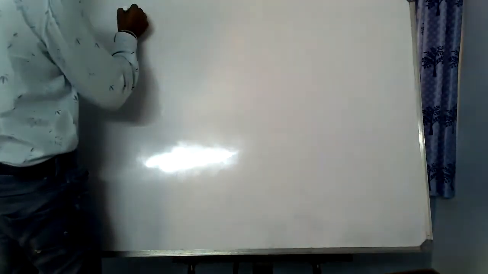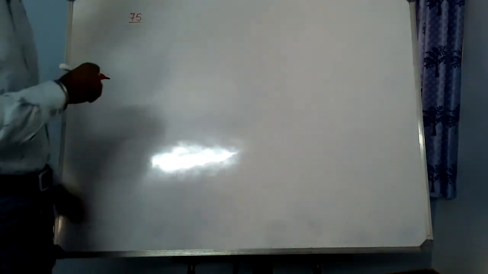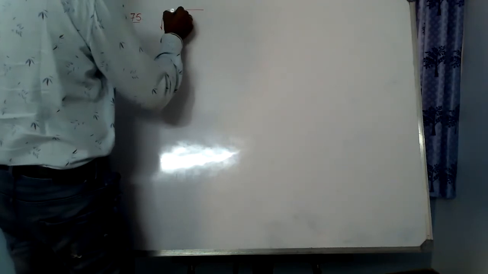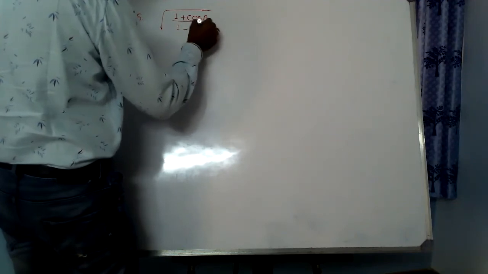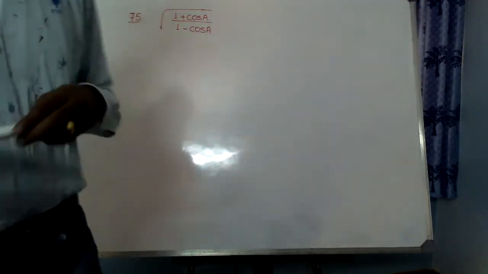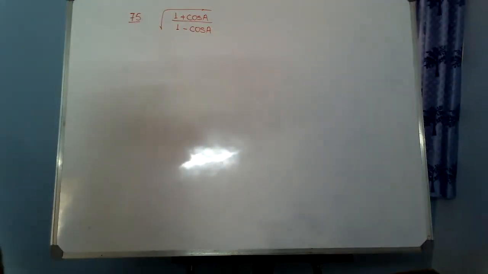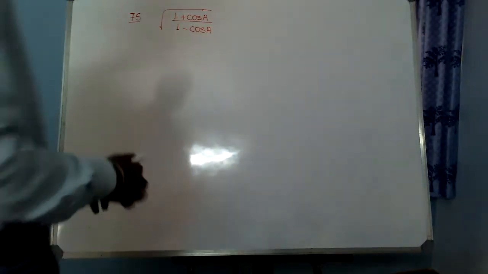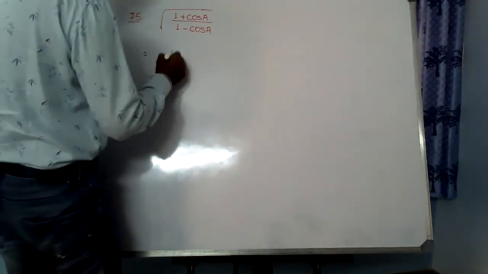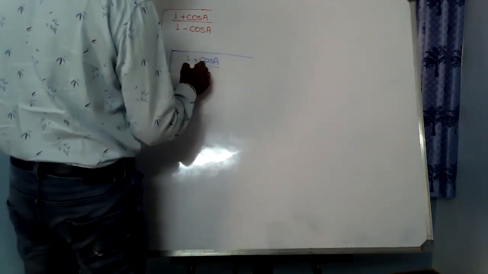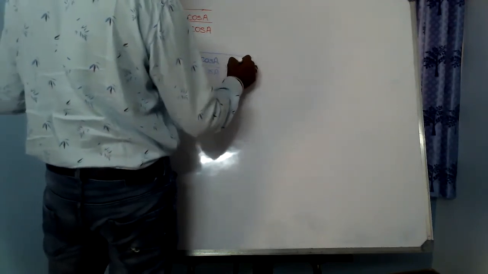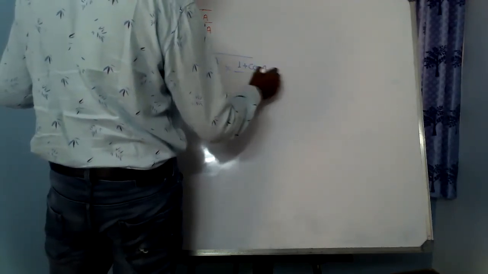Okay, now we'll go to question number 75. What do you have in question number 75? Root of 1 plus cos A divided by 1 minus cos A. There are so many ways you can solve this question, but I'll tell you the easiest way. Simple, do the rationalization. What I mean by rationalization here is, your root is 1 plus cos A divided by 1 minus cos A. You just multiply it with 1 plus cos A by 1 plus cos A.